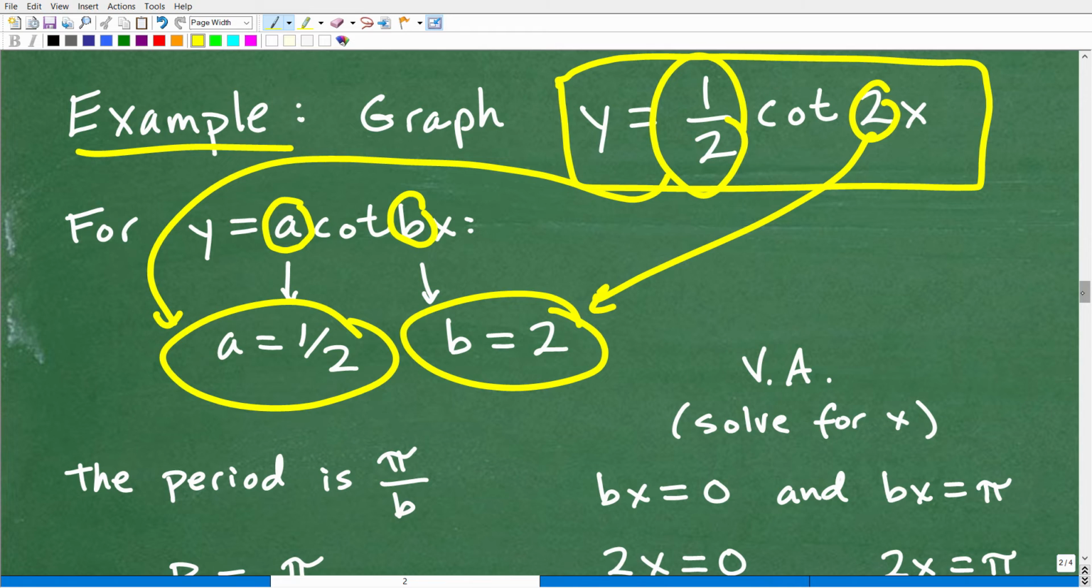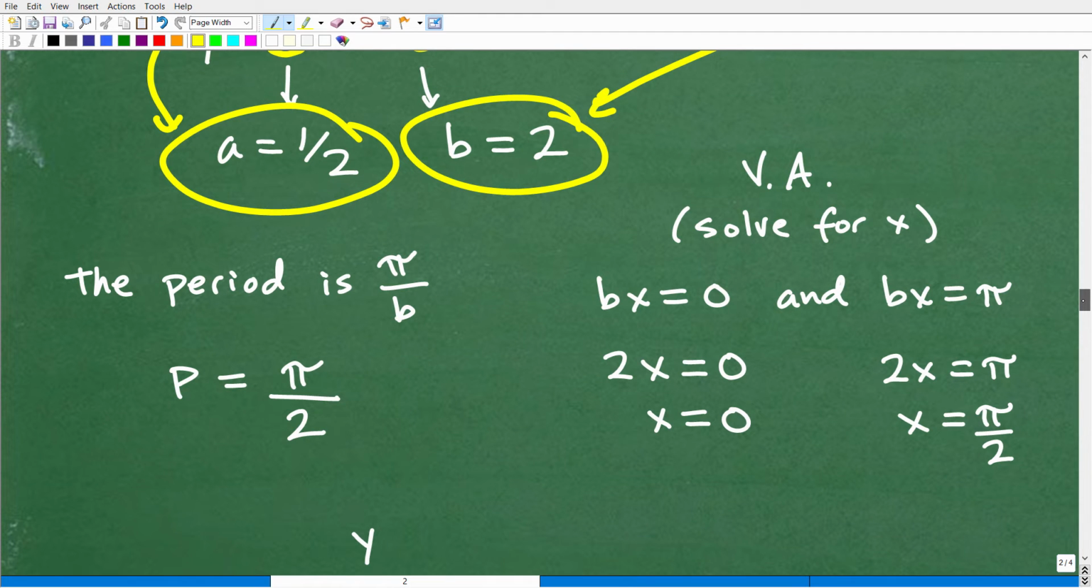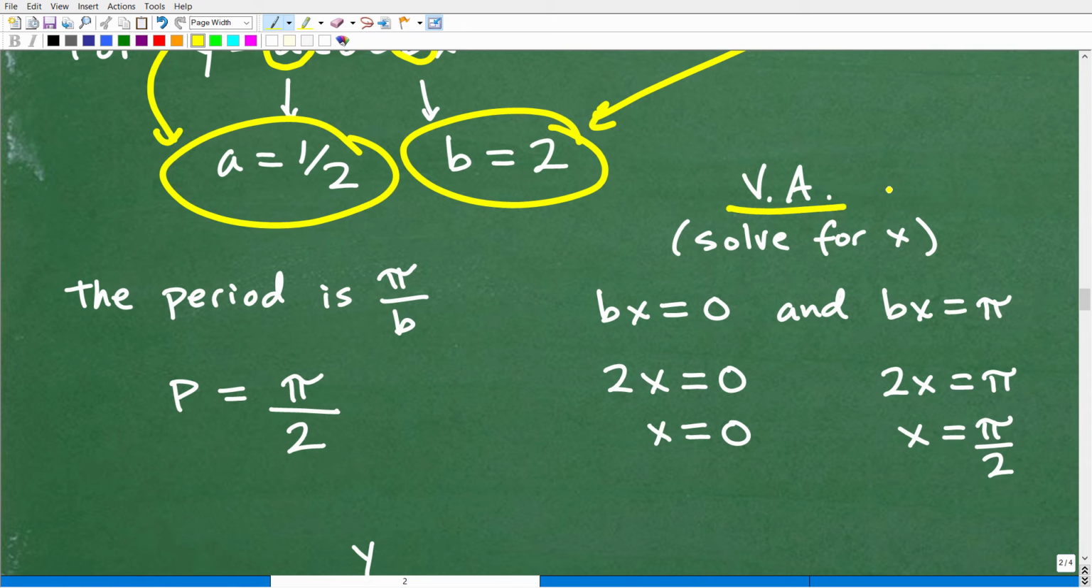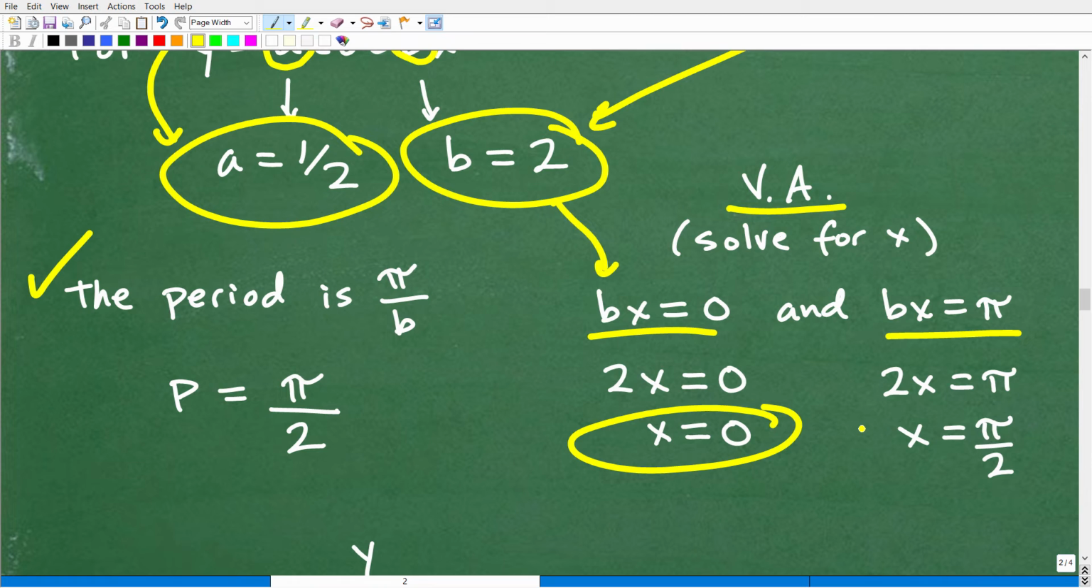Okay, so this next thing we need to do, once we've established what our a and b values are, is figure out our vertical asymptotes, okay? And we also need to figure out our period as well. So the vertical asymptotes, remember, for cotangent, we need to solve the following equations: bx is equal to 0 and bx is equal to pi. What is b? b is 2, okay? So we've got to figure out 2x is equal to 0, solve for x. That's easy. x is equal to 0. And 2x is equal to pi, so x is equal to pi over 2.